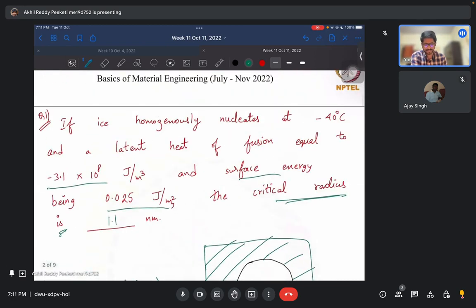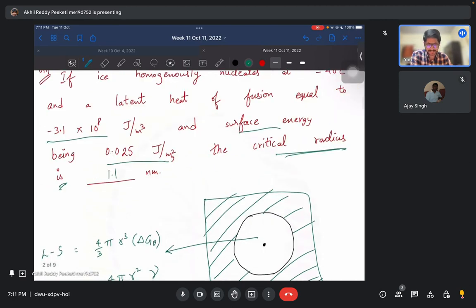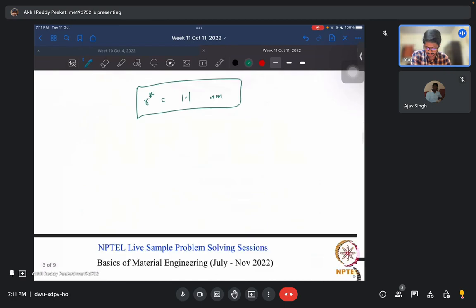Let's say if it is any metal, you are starting from the melting point and then you are trying to get that nucleation. In a similar way we can calculate for any metal also. So in the next questions we will see a metal case.